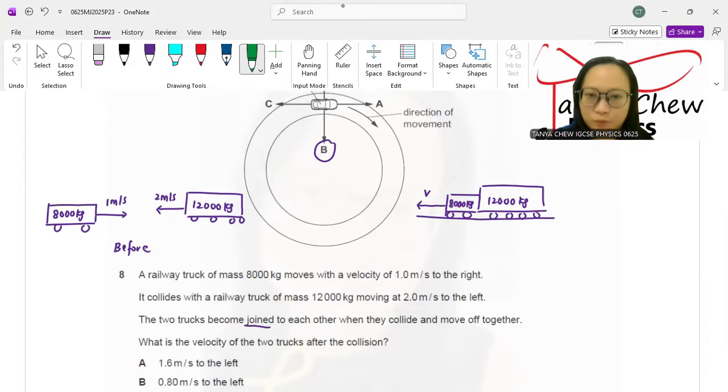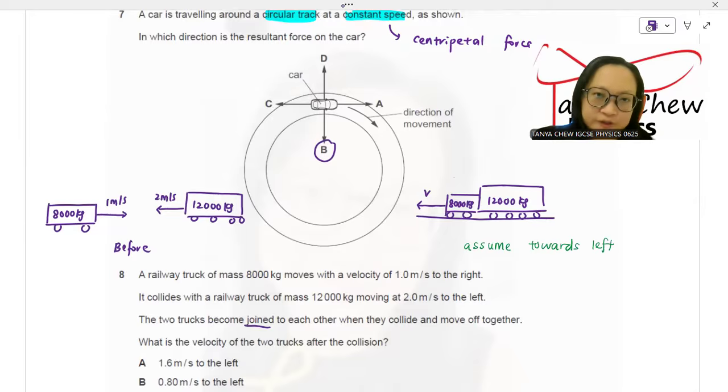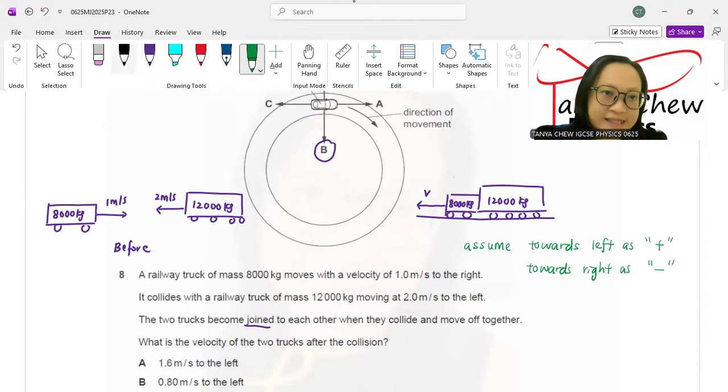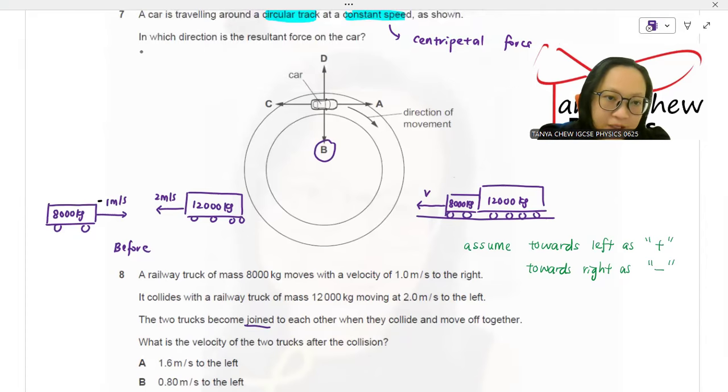But I have to state one more thing right here, that I would assume towards left, because momentum is a vector quantity. So you have to consider the direction of their velocities. Towards left as positive, towards right as negative. So this is negative, this is positive, and this is positive.